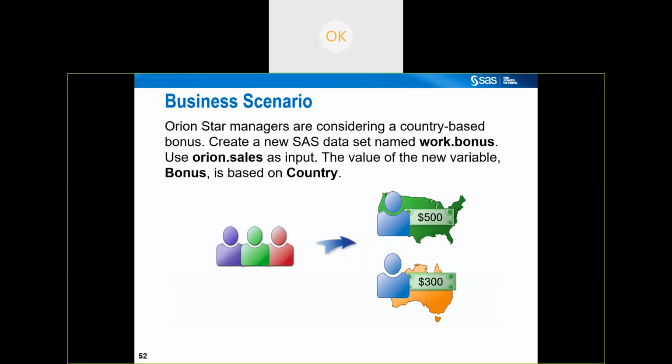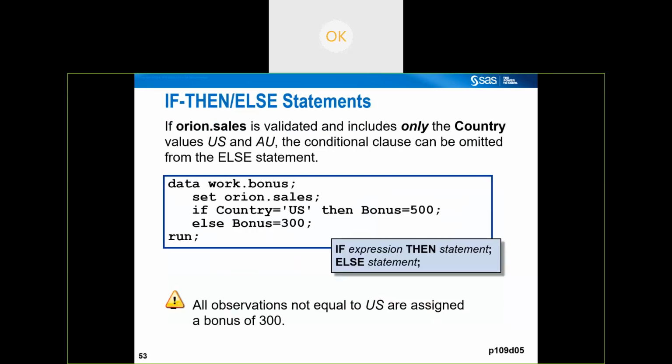Okay, tak ada. So the next business scenario, Orion Star managers are considering a country-based bonus. Create a new SAS dataset named work.bonus. Use Orion sales as input. The value of the new variable bonus is based on country. Okay. So kita bagi based on country pula. Okay. Kita bagi bonus based on country.